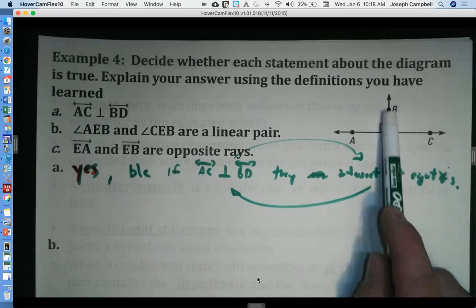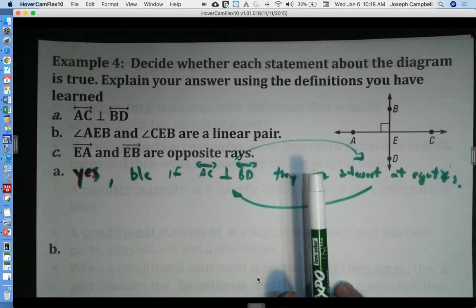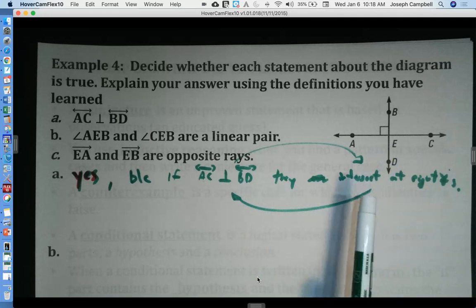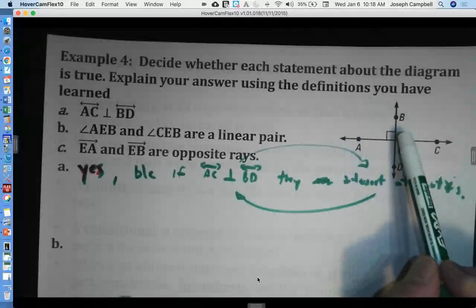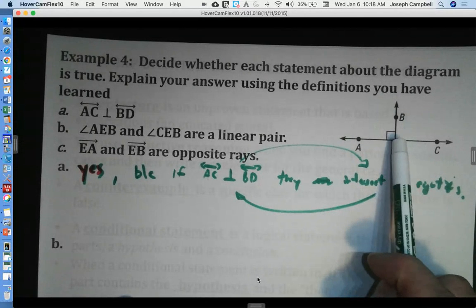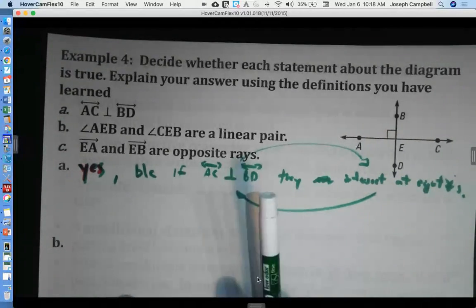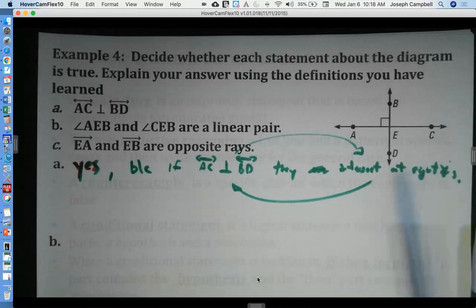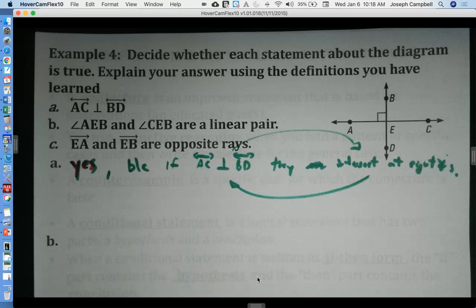How about B? Angle AEB and CEB are a linear pair. Is that true? Well, yeah. Actually, here it is true. We didn't really talk a whole lot about the linear pair definition today, but if they are supplementary, which appears they share a common side, and their non-common sides form opposite rays, well then they are a linear pair. So this is the conditional type of thinking you have to go through. If this, then that, right? It's kind of teaching your brain how to order information. So the answer here would be yes.